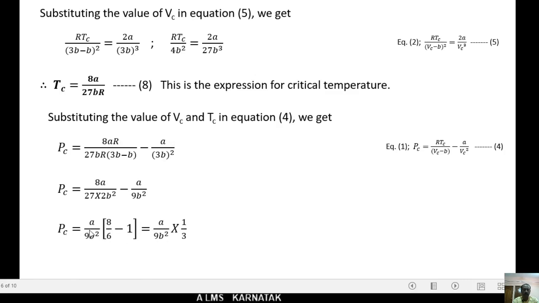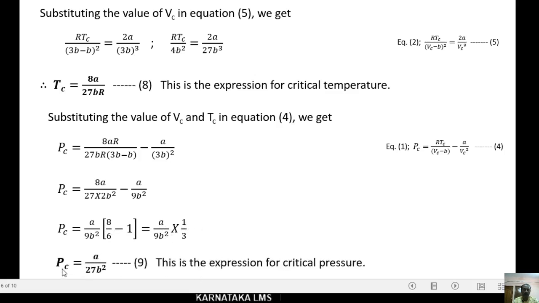Therefore Pc equals a divided by 9b square outside, then it becomes 8 by 6 minus 1. Here it is equal to a upon 9b square into 1 by 3. Therefore Pc equals a divided by 27 b square. This is the expression for critical pressure. Hence, we know that Vc value is 3b, Tc value is 8a by 27br, and Pc value is a by 27b square.